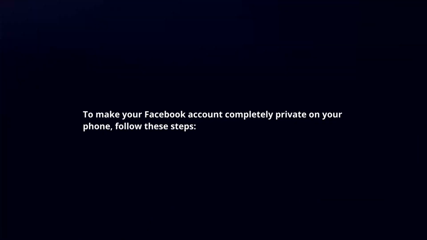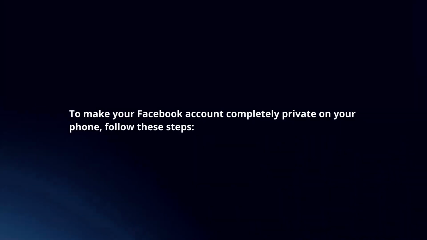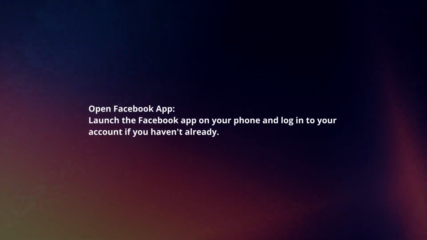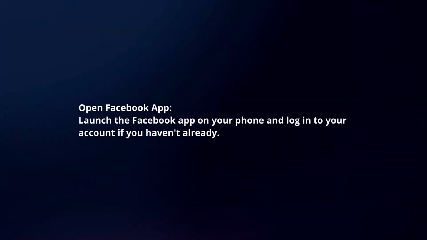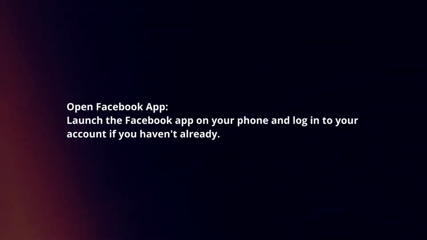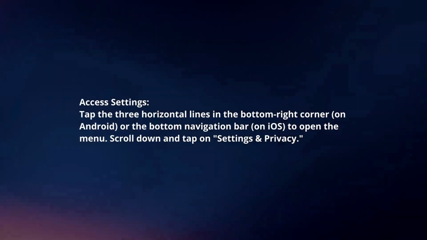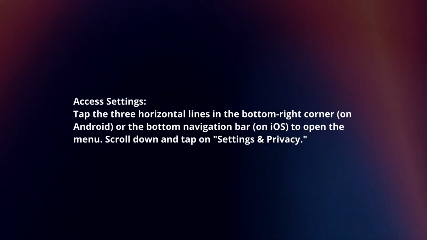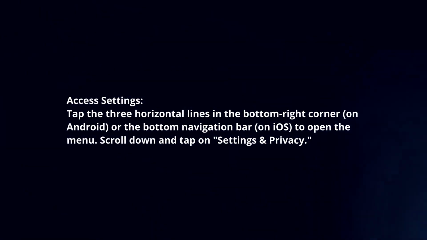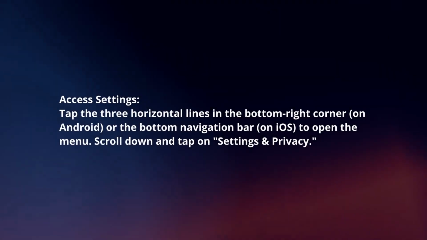To make your Facebook account completely private on your phone, follow these steps. Open Facebook app. Launch the Facebook app on your phone and log into your account if you haven't already. Access settings. Tap the three horizontal lines in the bottom right corner or the bottom navigation bar to open the menu. Scroll down and tap on Settings and Privacy.